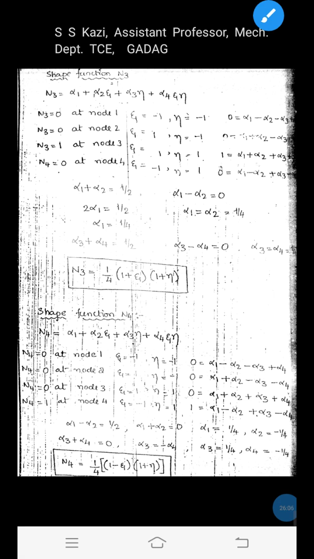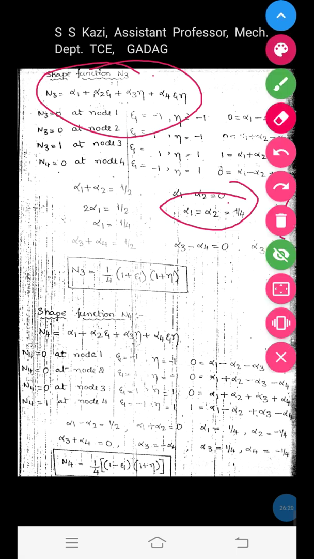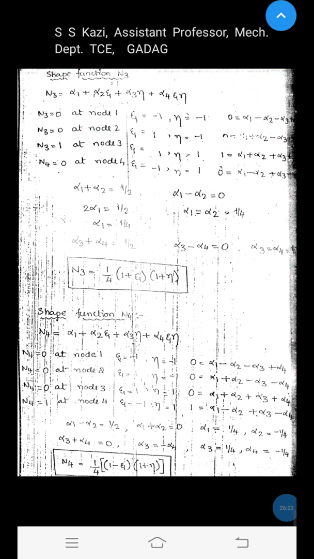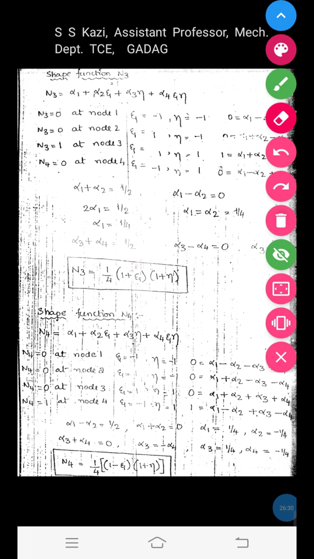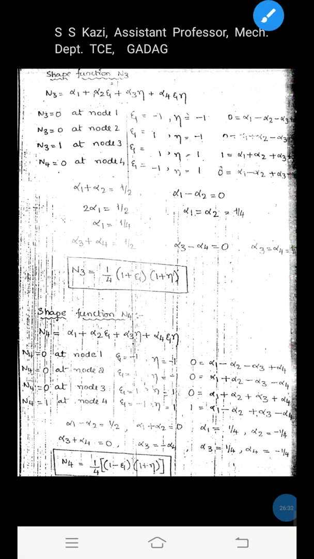We will get alpha 1 and alpha 2 as plus 1 by 4, and alpha 3 and alpha 4 are also plus 1 by 4. By substituting these alpha 1, alpha 2, alpha 3 and alpha 4 values into this equation, we will get the N3 shape function. Therefore N3 is equal to 1 by 4 into 1 plus zeta into 1 plus eta.